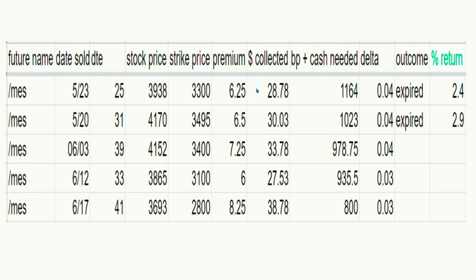This is the money I've collected per position. And this is the buying power plus cash needed. So again, the initial buying power times 2. And then the deltas, I was looking at 0.03, 0.04 deltas. The last two I made expired. To get your percent return, just take your money collected, divided by the buying power plus cash, and you get your percent returns. Still have 3 more going right now, and going to be looking to add another one on Monday.